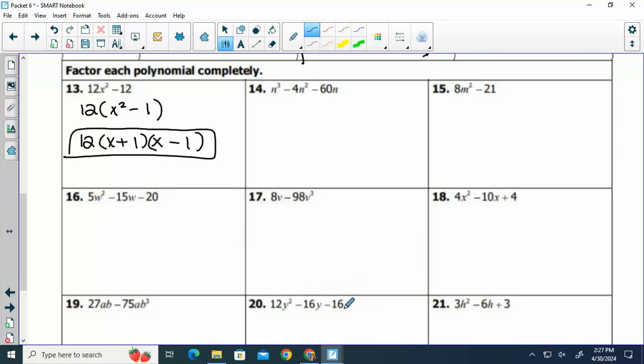If I look at 15, is there a greatest common factor we can take out? No, nothing goes into both. Okay, are they both perfect squares? No. So if I can't do anything, what do we write? Prime.